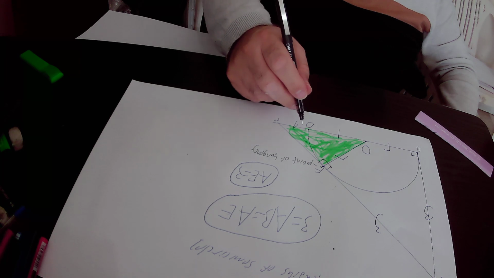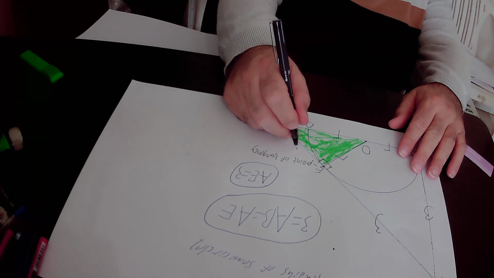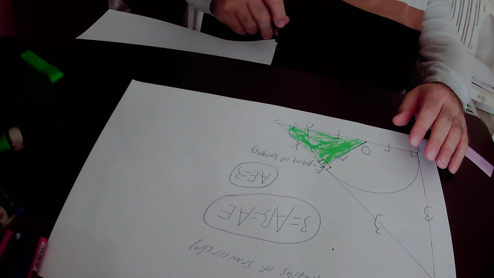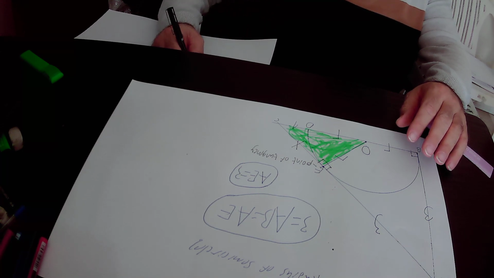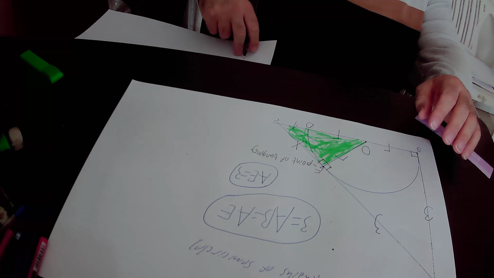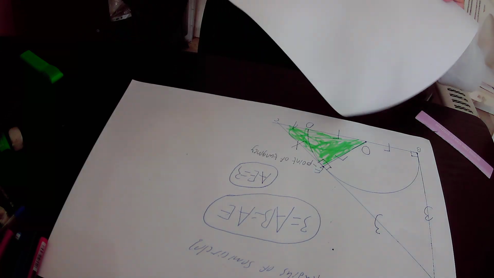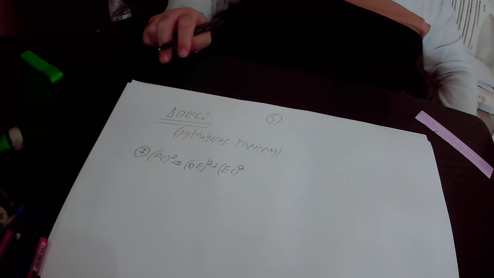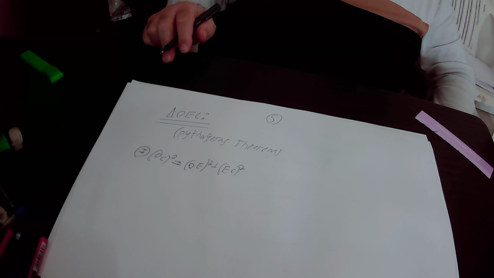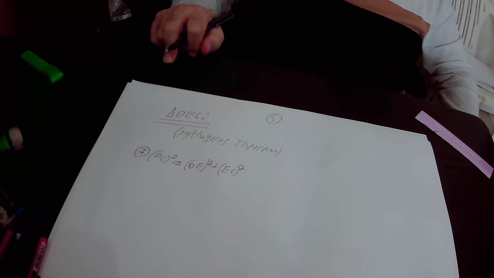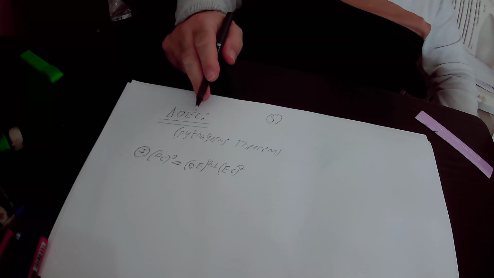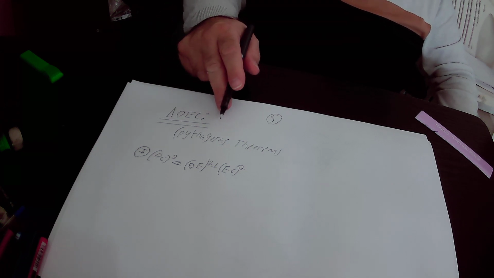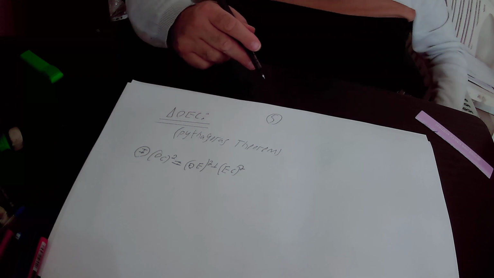We'll define EC as x, that is to say, EC equals x units in size. I will repeat again, according to the Pythagoras theorem, in the right triangle OEC, the square of the hypotenuse equals the sum of the squares of the perpendiculars. That is to say, OC square equals OE square plus EC square.